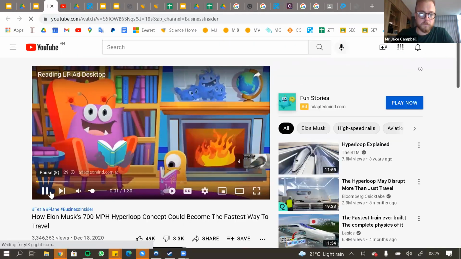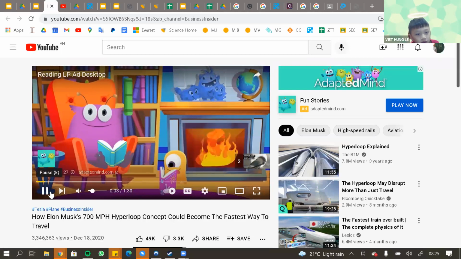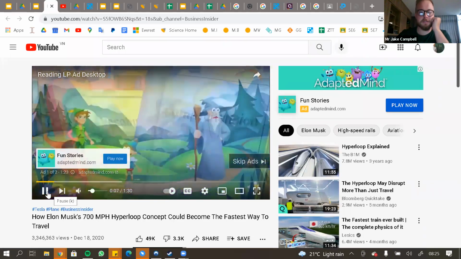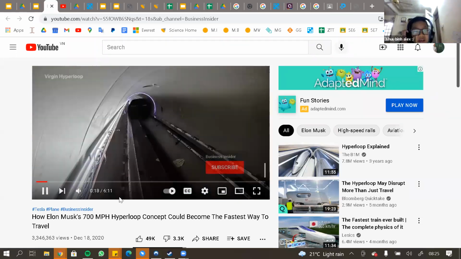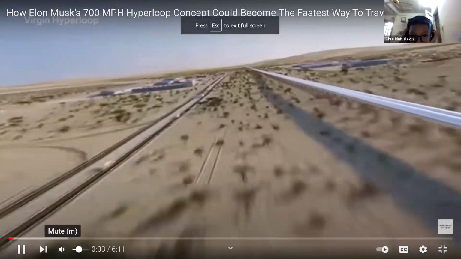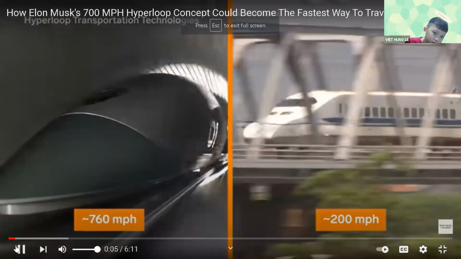On Adapted Mind, reading, Business Insider, build vocabulary and comprehension. To choose from. In theory, you could go from one city to another. It's 3.5 times faster than Japan's Shinkansen.